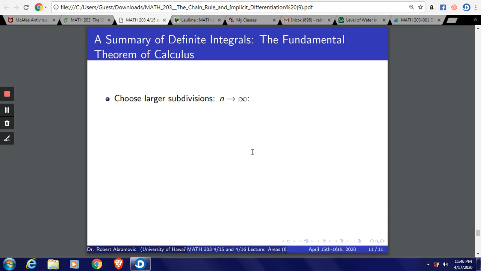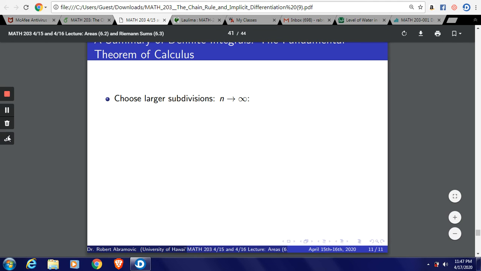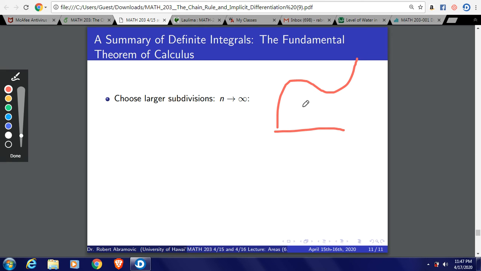Let's summarize what we've learned. We learned what a definite integral is and its two interpretations, as a net change and also as an area. If we choose larger and larger subdivisions, let's draw a picture of what's going on here. So we have some function and we're approximating the area under this curve by using rectangles. You see each of these rectangles here, right? From a to b, these three rectangles approximate the area under the curve.